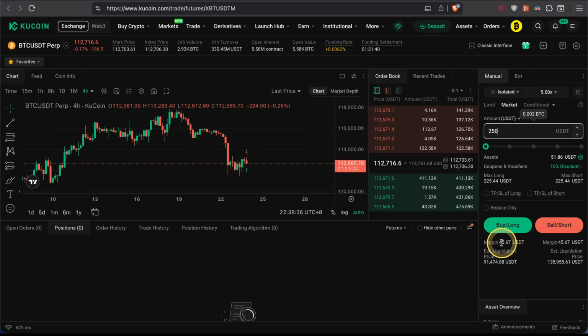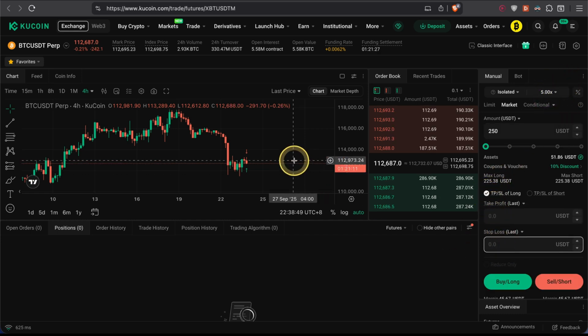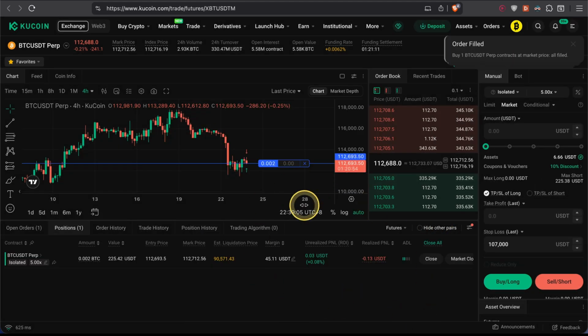And as you can see down here, I'm using only a fifth of that as margin for my own capital because of the 5x leverage. Then I can also add the take profit and stop loss. In my case, I want to place the stop loss about 5% below the current entry price. So that will be at around about $107,000. And then I can just click on buy long, confirm this, and then I've opened my position.